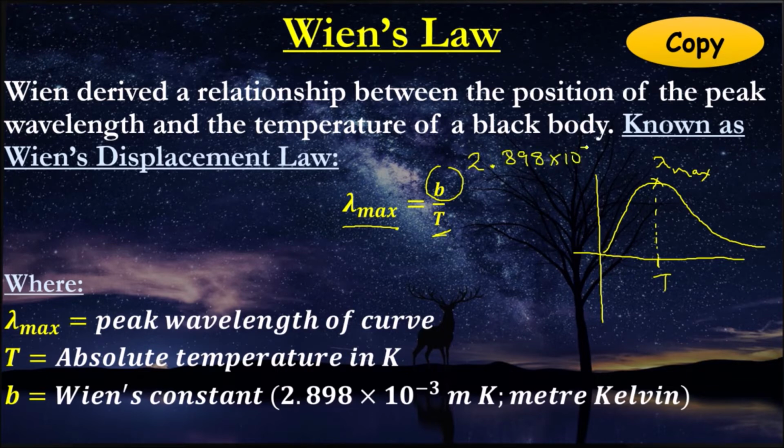This value is 2.898 times 10 to the power of -3 meter Kelvin. So it's actually designed to give us the value for lambda in meters so we can measure the wavelength of the wave that's been produced at that particular temperature. And that's essentially what Wien's law is doing. It's helping us to predict what the peak wavelength is for a specific temperature of the black body that we're trying to observe.